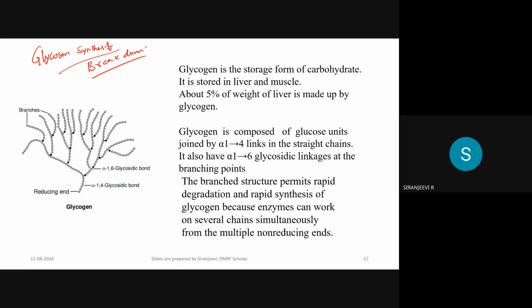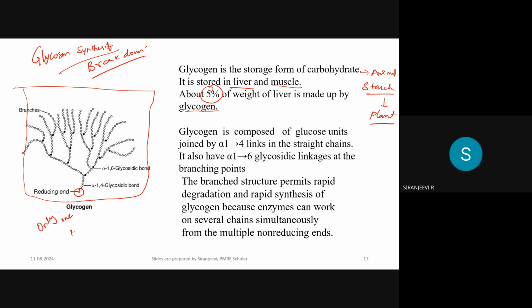Glycogen is a storage form of carbohydrate in animals. So only in animals is glycogen a storage form. In plants, we call it starch. Glycogen is stored maximally in the liver as well as in the muscle. About 5% of the liver weight is made up of glycogen. This is the structure of glycogen that we are seeing. In a big glycogen molecule, only one reducing end will be there.